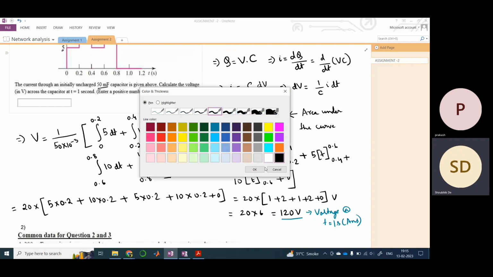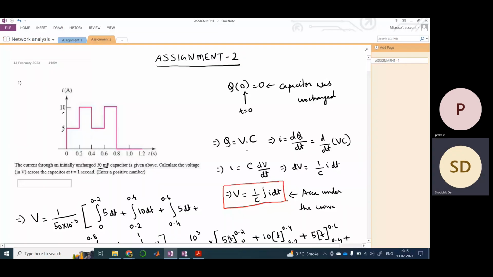So I hope this is clear. Basically here you need to know how charge, voltage, and capacitance are related, and then you need to substitute the expression that current is dq/dt, the rate of change of charge, and arrive at this expression, right?